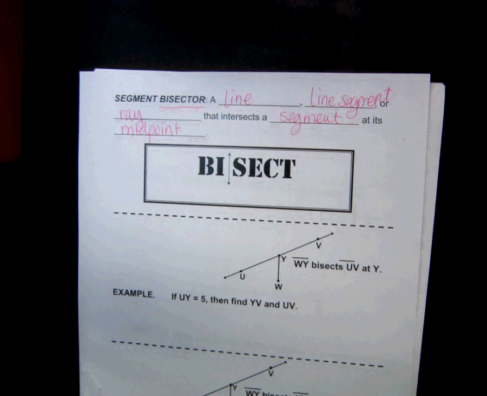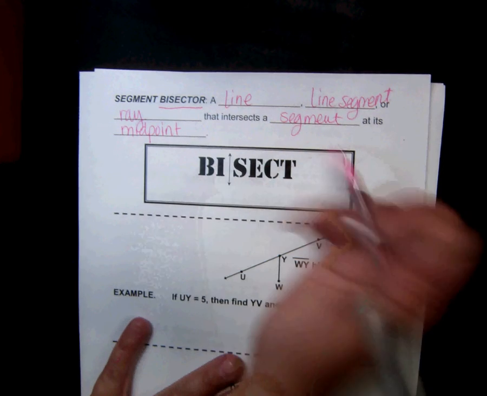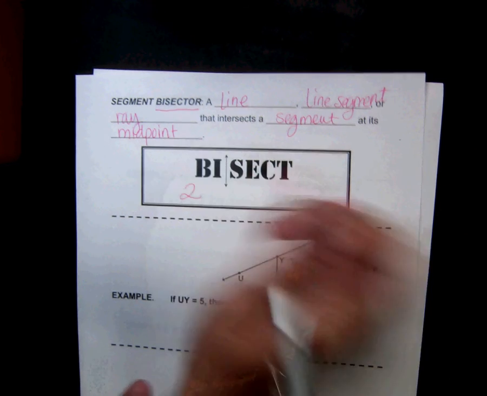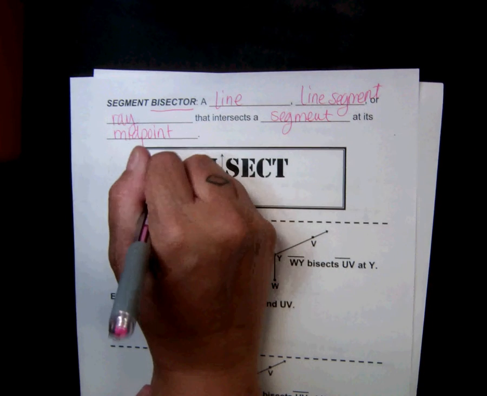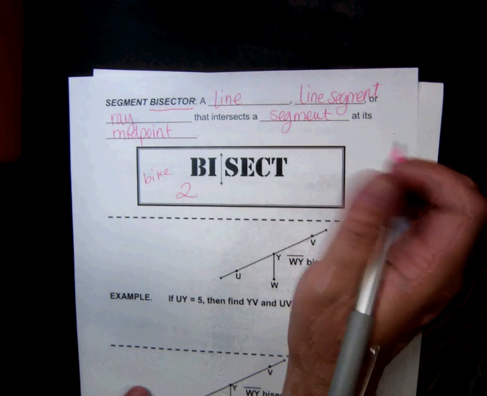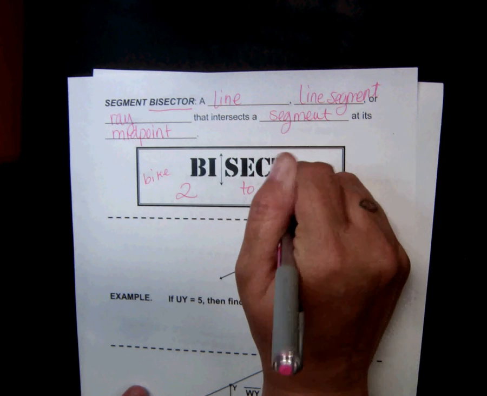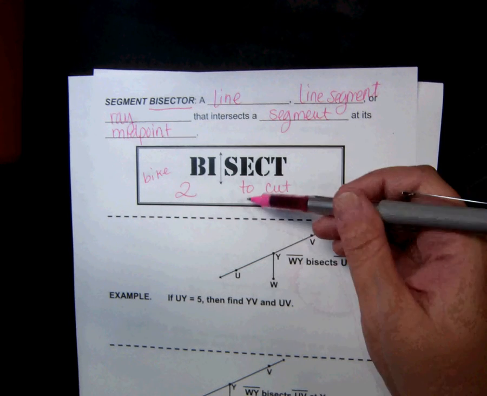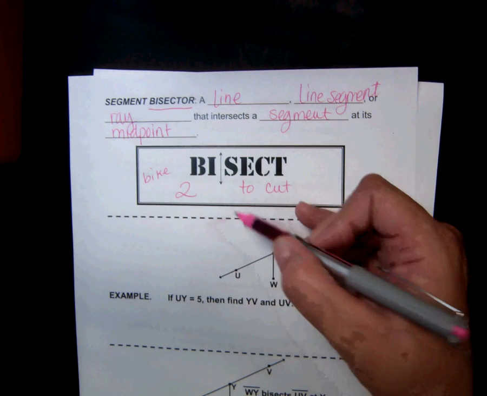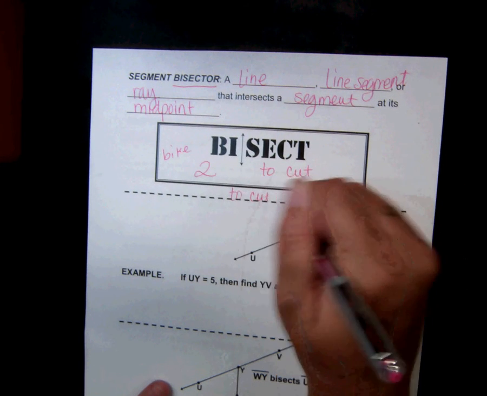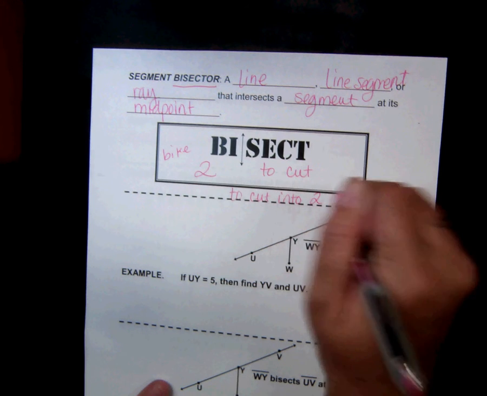If we think about English and the way that we break words down, we know the term bi, like a bicycle. A bicycle has 2 wheels. Bi is going to mean the number 2. Over here, sect actually means to cut. Now, if we put this together, the word bisect actually means to cut into 2 equal parts. If that helps you to remember, to cut into 2 equal parts.